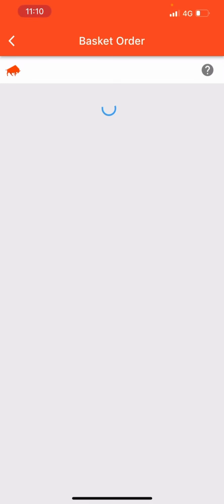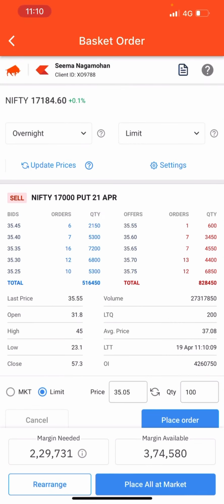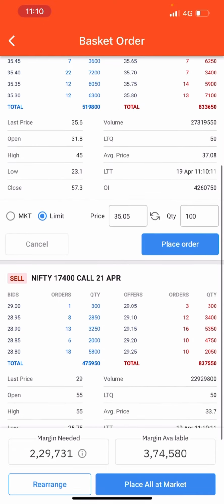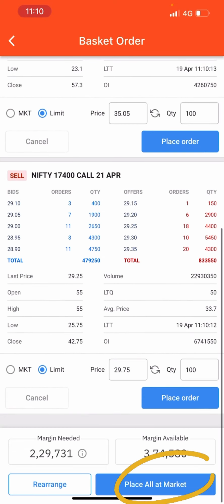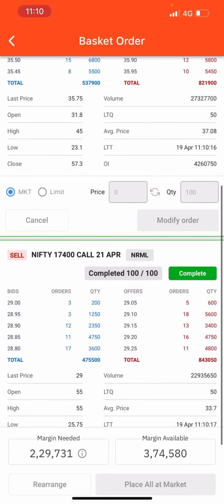Select Trade All, which will take you to the basket order of Sensibull. It will show the margin needed and margin available, and place all at market price. As you can see, my orders are successfully executed.